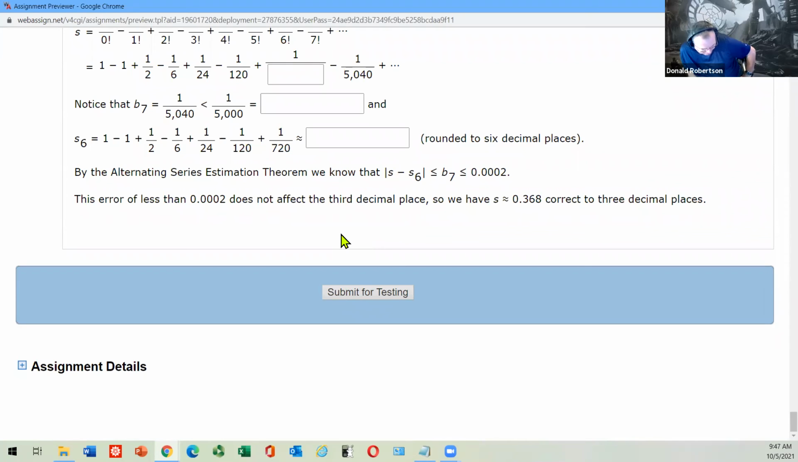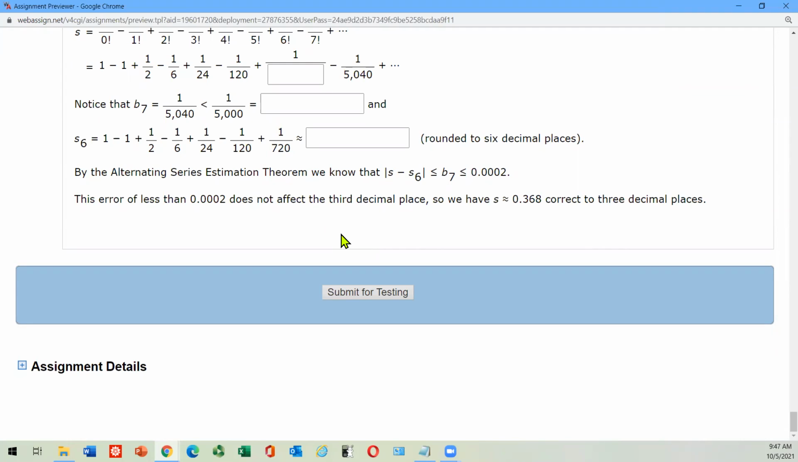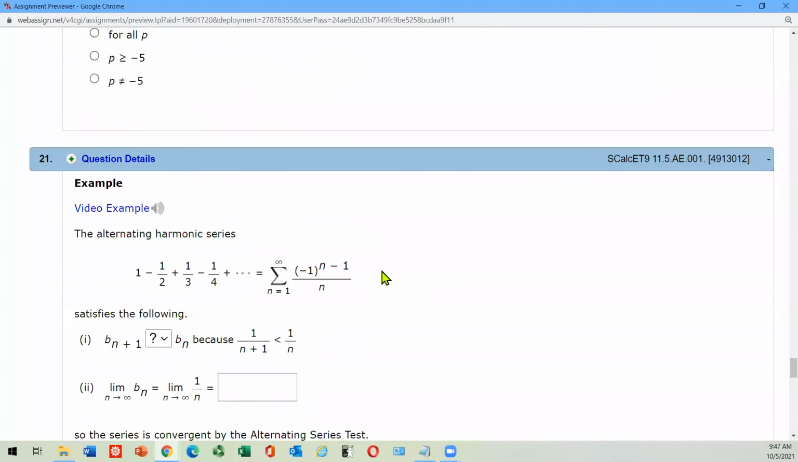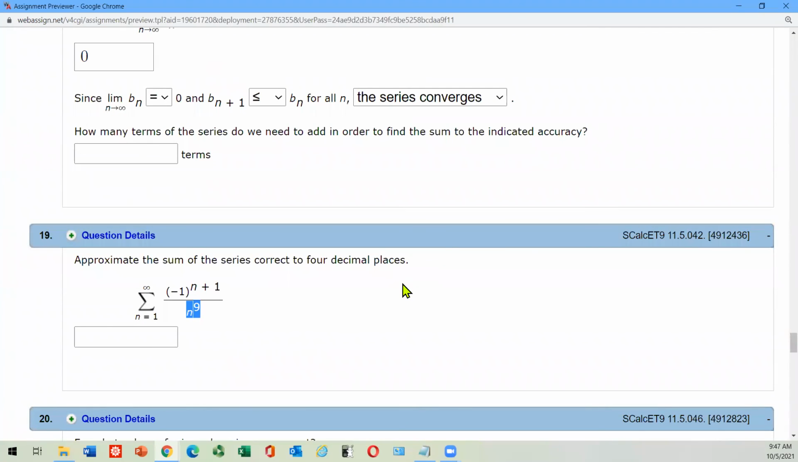I'll hang about if there's any questions. I do have a question for 19. Uh-huh. Okay. You add all the terms up, and then I guess I just don't understand how you rounded that.